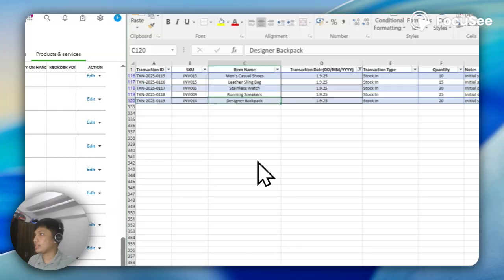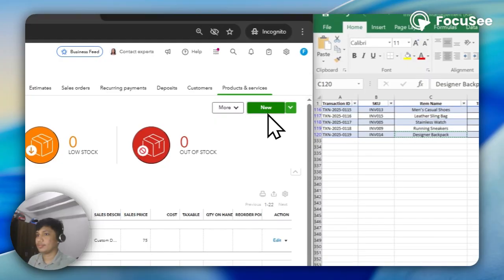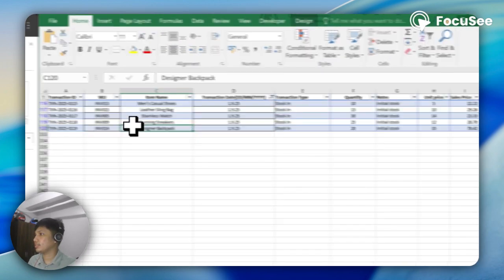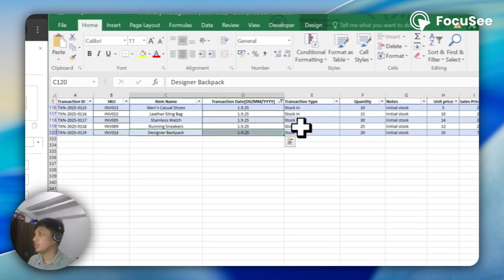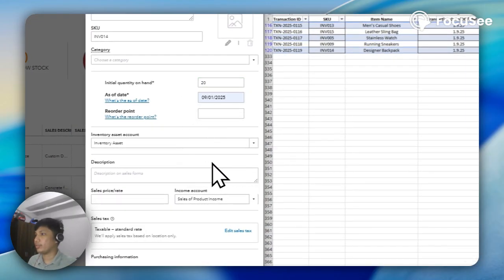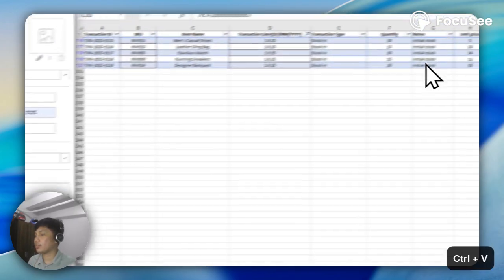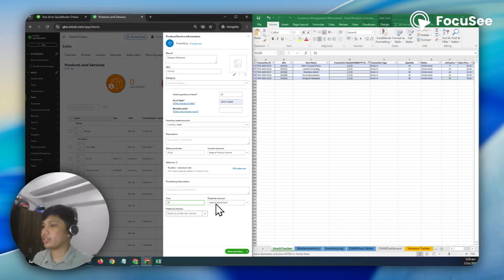And then last but not least, the designer bag. Category, the SKU. We have 20, dated September 1. And then the sales price is 78.42. Then the cost for each product is 35.